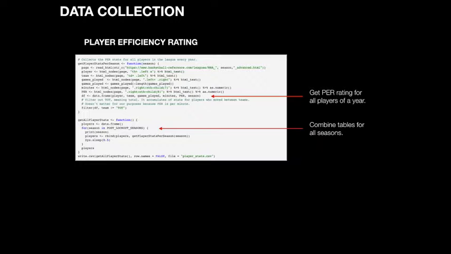And finally, player efficiency rating, same deal here. Fewer things to do because there's only one table of player stats per season. For all of this data, I only looked at post-lockout NBA seasons, so that's the 2012-2013 season forward.